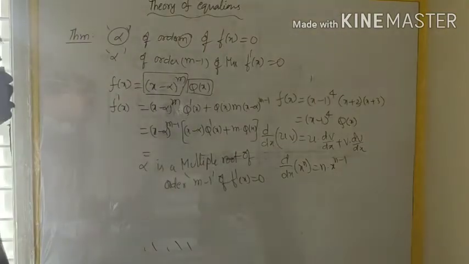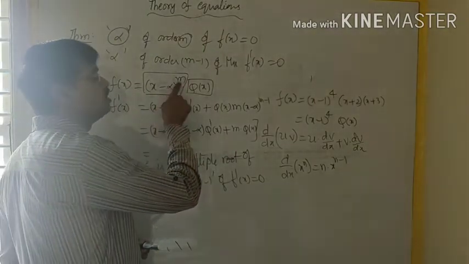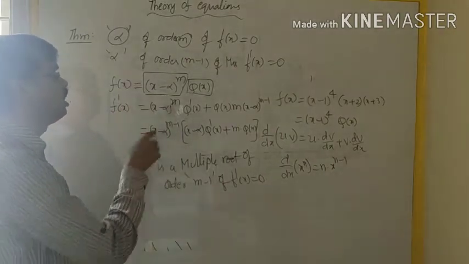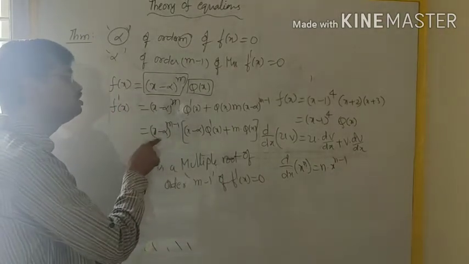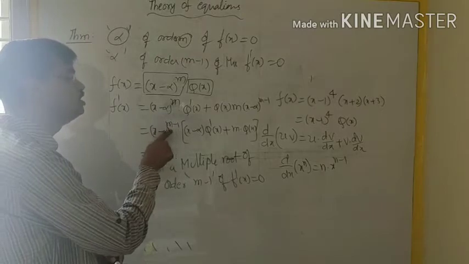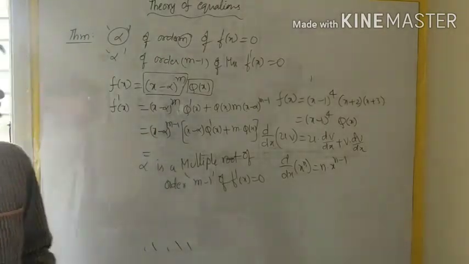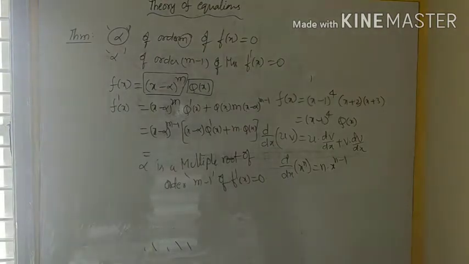So if alpha is a multiple root of order m of f of x equal to 0, then alpha is a multiple root of order m minus 1 of the equation f dash of x equals 0.